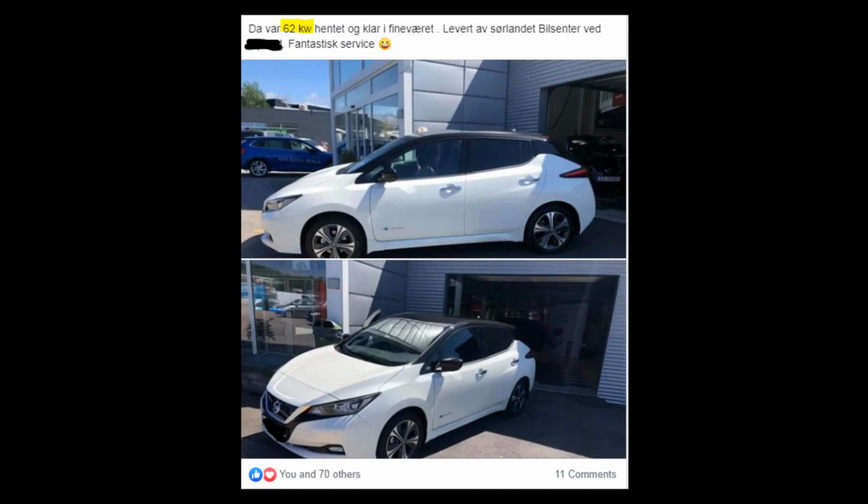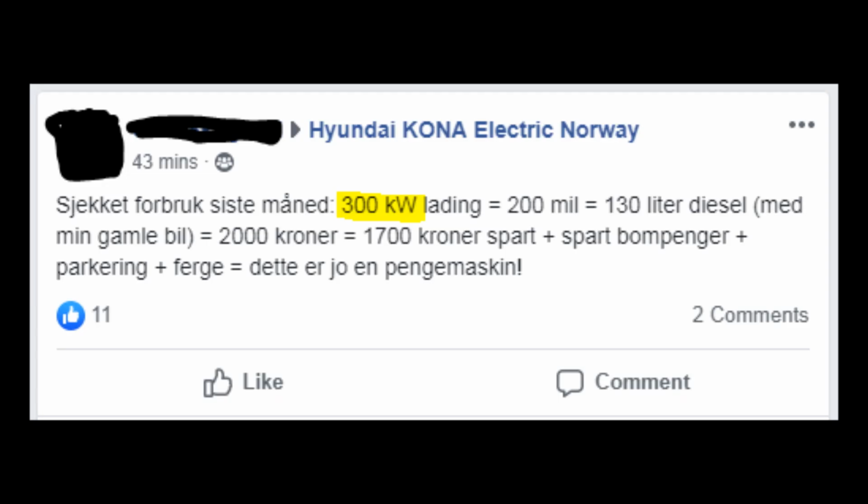Okay, next case here, very common case. Leaf Group, we have 62 kilowatt. Again, no, the car doesn't have 100 horsepower. It has, oh wait, did they increase it? It was 150 at least, yeah. So again, it should be kilowatt hours. Kona, wow, this is awesome. So 300 kilowatt, wow, you've been pulling some massive power there. But of course, it should be kilowatt hours here.